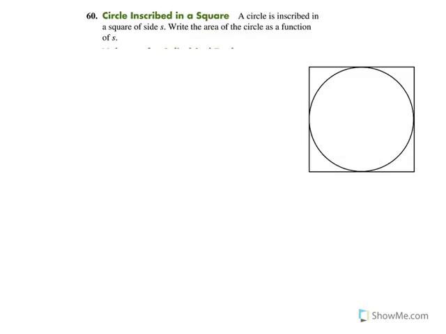Now, this example is a little bit different because the circle is actually inscribed inside the square. But the square is still of side S, so I'm going to label this S and S. And this time, it's going to be a little bit easier because you're not thinking about the diagonal of the square anymore, so you're not going to use the Pythagorean theorem. However, if you think about it, the diameter of this circle is exactly equal to the side length of the square. So the radius is half of that, so the radius is half s.